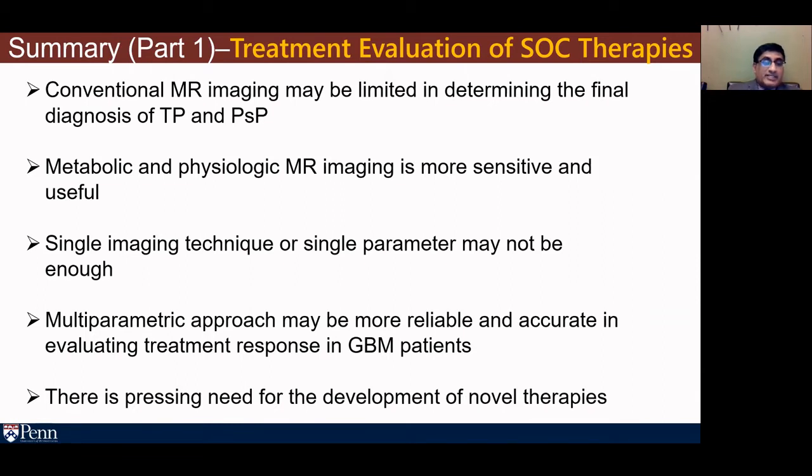However, there's a pressing need for the development of novel therapy, because as we see, even after the conventional treatment, after the surgery and the concurrent chemoradiation therapy, the overall survival of the patient is approximately 14 to 16 months. So there's a pressing need for the development of novel therapies which can further improve the survival outcomes and the quality of life of these patients.